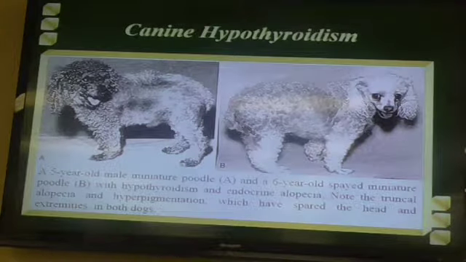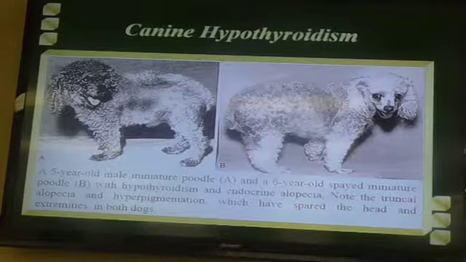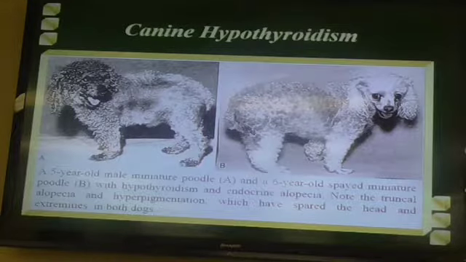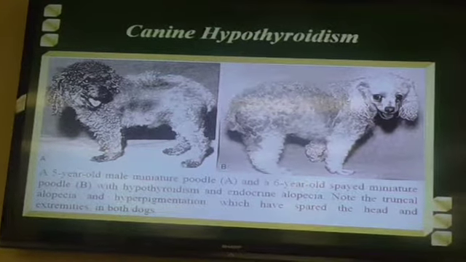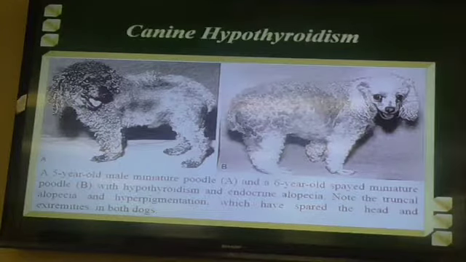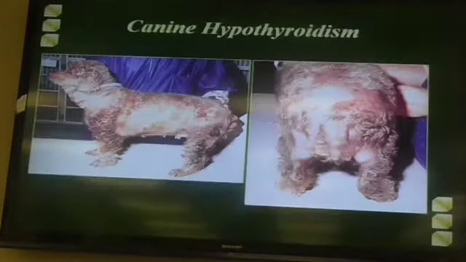Okay, this is a 5-year-old miniature poodle A and a 6-year-old miniature poodle B. Both of them have alopecia, hypothyroidism, endocrine alopecia. And again, you can see the one on the right is not quite as bad as the one on the left as far as alopecia, but they're getting there. Okay, but you can see the dark discoloration in there, and they just don't look happy, do they? And that's one of the things you'll see, depression.